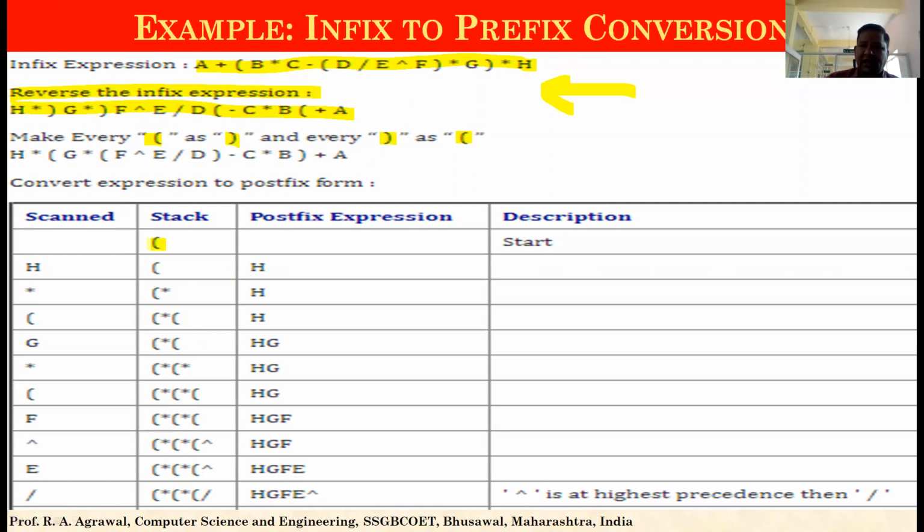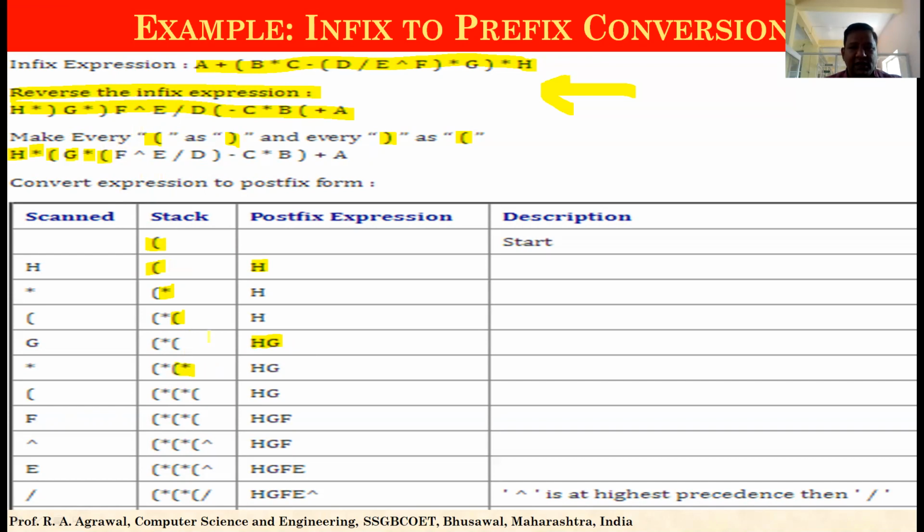That is, when an opening bracket is encountered, we push it on the stack. The first operand encountered is H, and you write it in the postfix expression. Next is the multiplication operator. When an operator is encountered, you place it on the top of the stack. Next, an opening bracket is encountered, and it again goes on the top of the stack. Next is G. G is an operand, so it is written in your postfix expression. After G, the next symbol is multiplication, and again it is placed on the top of the stack.